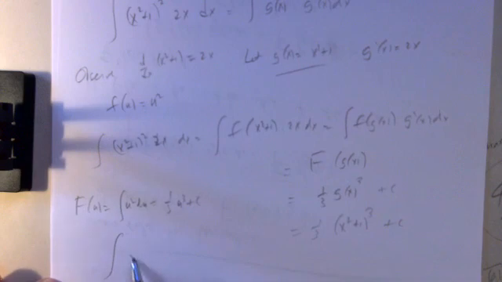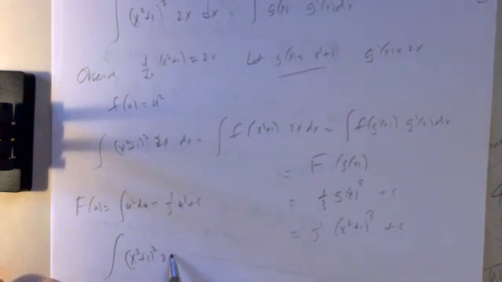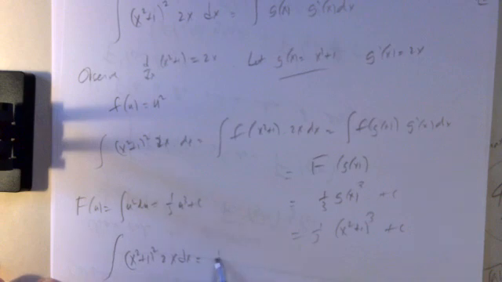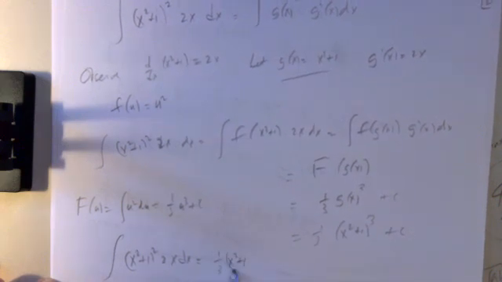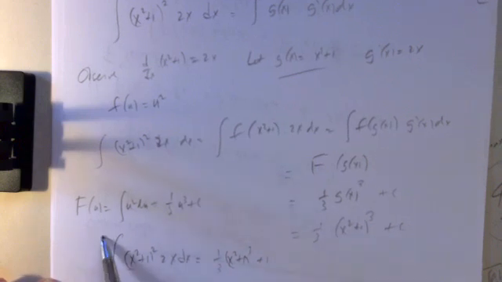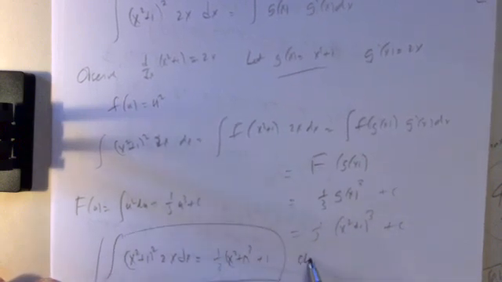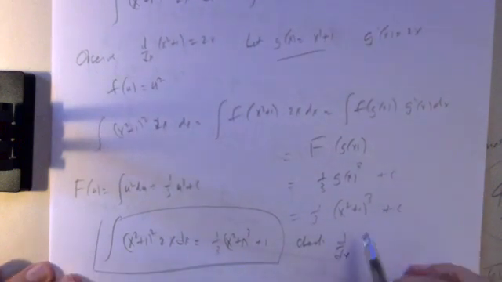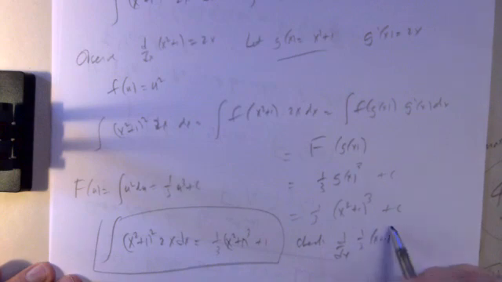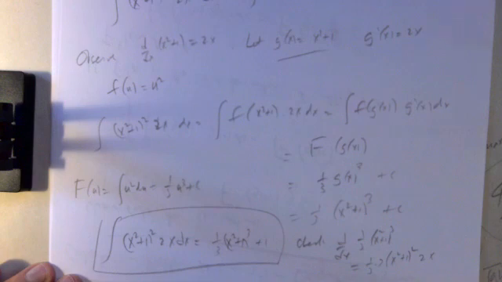So the integral of x squared plus 1 squared times 2x dx is 1/3 x squared plus 1 cubed. That's what we just worked out. And if we check, the derivative of 1/3 x squared plus 1 cubed is 1/3 times 3 times x squared plus 1 squared times the derivative of x squared plus 1, which is 2x. These cancel, and you get exactly this.